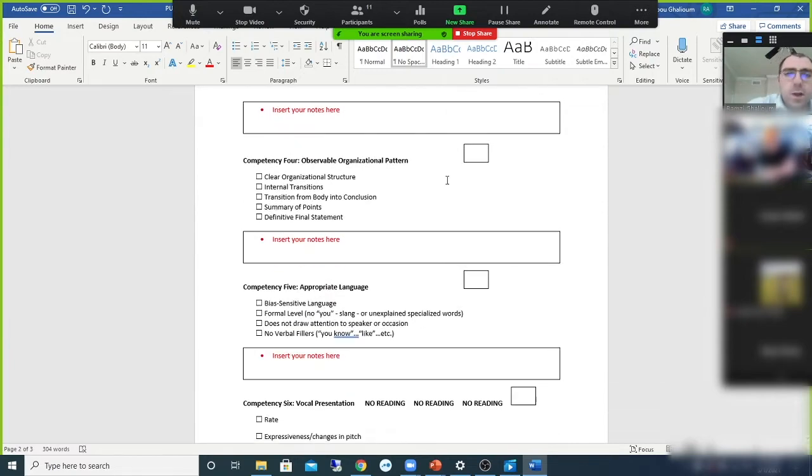Okay. Moving on to competency 4, observable organizational pattern. I talked about the history of the electric guitar. I talked about the differences between the acoustic guitar and the electric guitar. And I talked about how an electric guitar produces a sound. I said I was going to talk about those things. I talked about those things. And in my conclusion, I recapitulated that I talked about those things. That's clear. I transitioned clearly between each of those main points, right? If you have all of that, your speech is organized clearly.